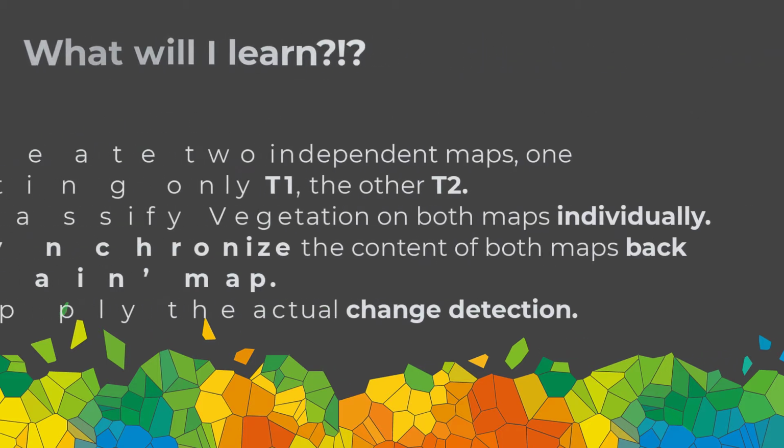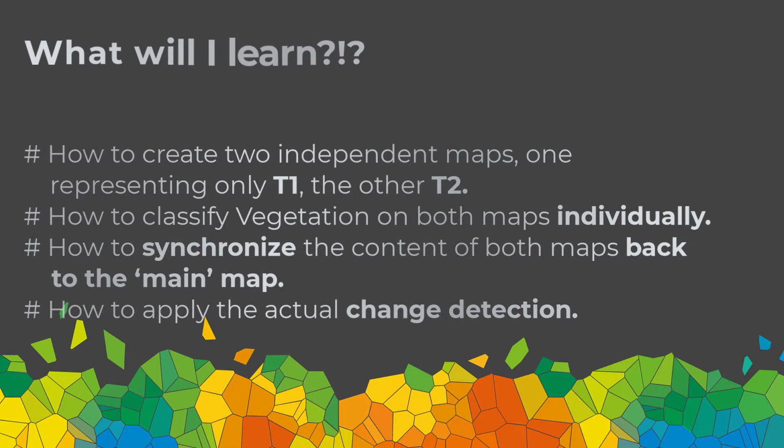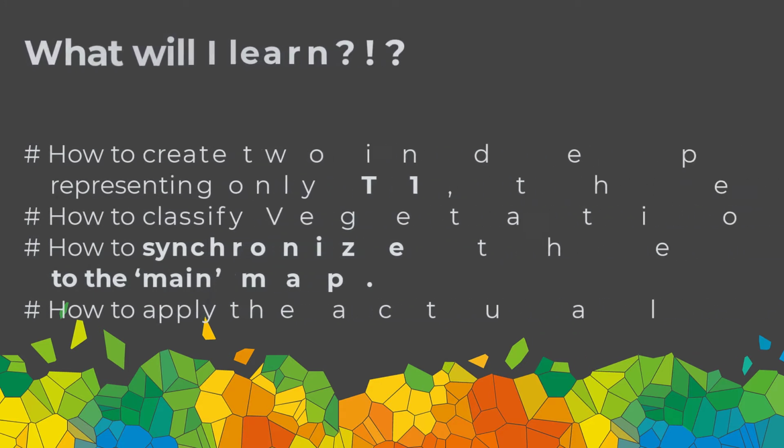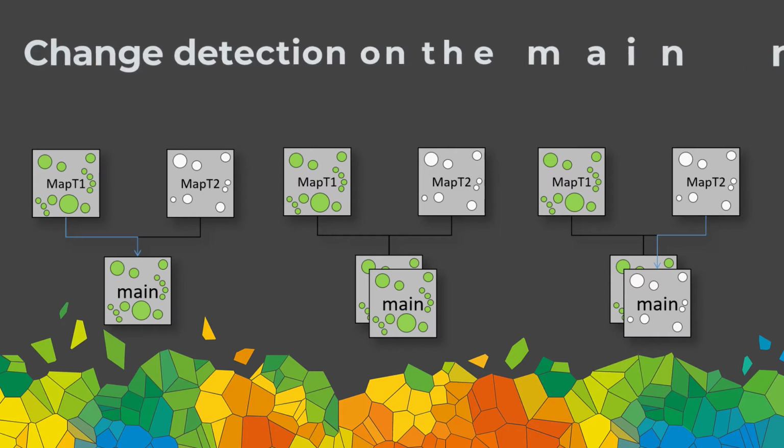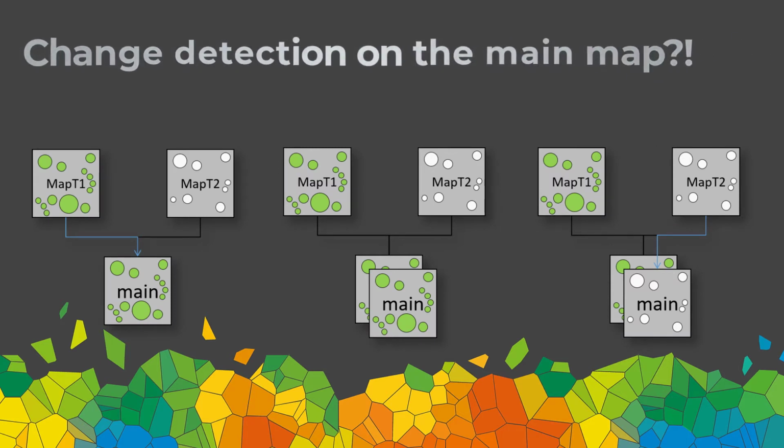So what will you learn? You will learn how to create independent maps, and we're going to create one representing only time step 1 and the other time step 2. So we're going to reduce the layers for each map. And we're going to classify vegetation on both maps individually. So we're going to have 2 classifications, and then we're going to synchronize the content of both those T1 and T2 maps back to the main map. And then we're going to classify the change between those 2 classifications. Right? And the change detection we're going to do again on the main map.